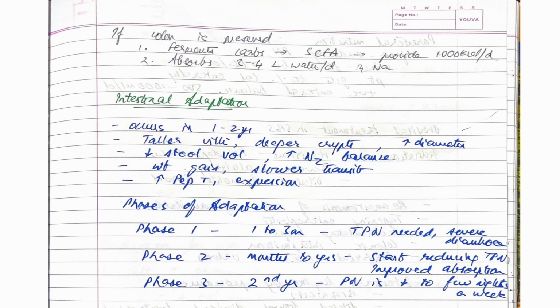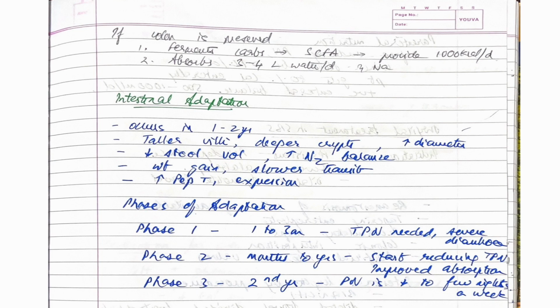Intestinal adaptation, which occurs after small bowel resection, occurs in about 1 to 2 years. What happens is the villi become taller, the crypts become deeper, and there is an increase in diameter and slightly an increase in the length of the bowel that's remaining. There is functionally a decrease in stool volume output, an increase in nitrogen balance. There is weight gain happening, and there's a slower transit happening. And there is an expression of PEP-T1.